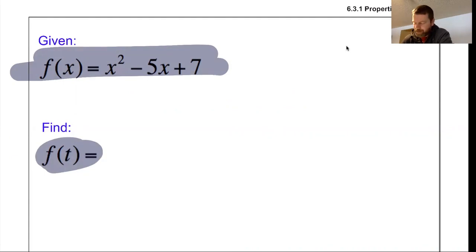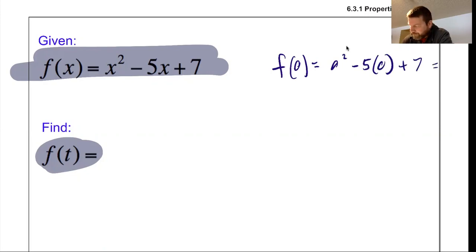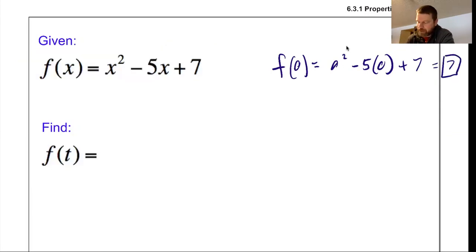It's really not hard. If I asked you what f of 0 is, what would you do? Well, you'd take 0 and plug it in for the x's. So instead of x squared, you'd have 0 squared, minus instead of 5 times x, you'd have 5 times 0, and then that plus 7, and you'd calculate that all out, and you'd find f of 0 is equal to 7, right? F of t, no different. Instead of plugging a 0 in, you're going to plug a t in. So f of t would be t squared minus 5 times t plus 7.